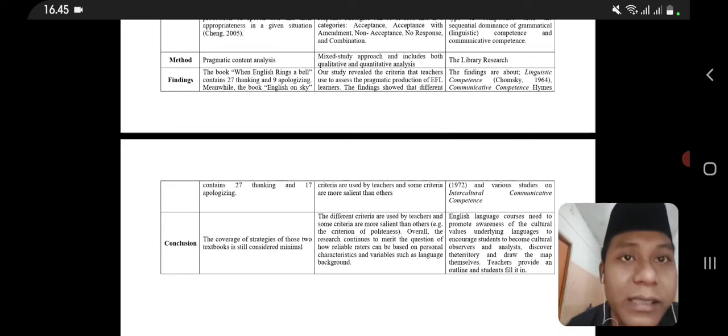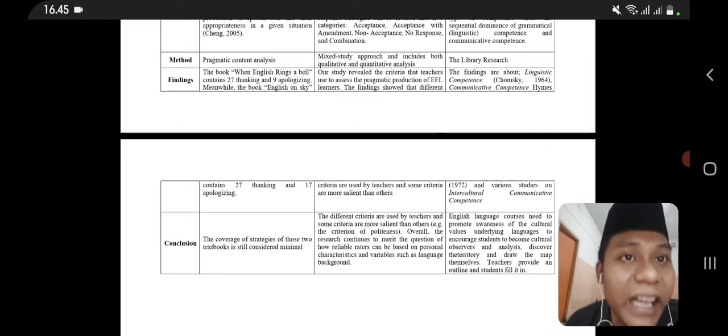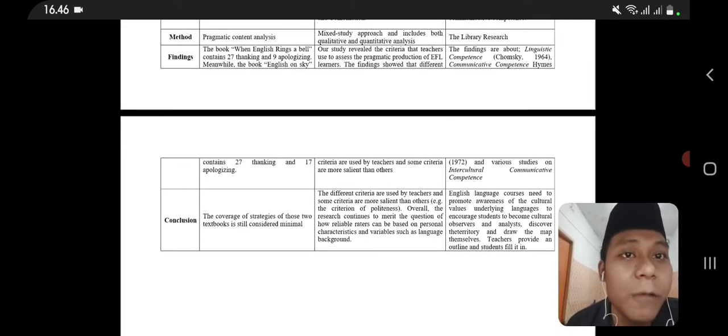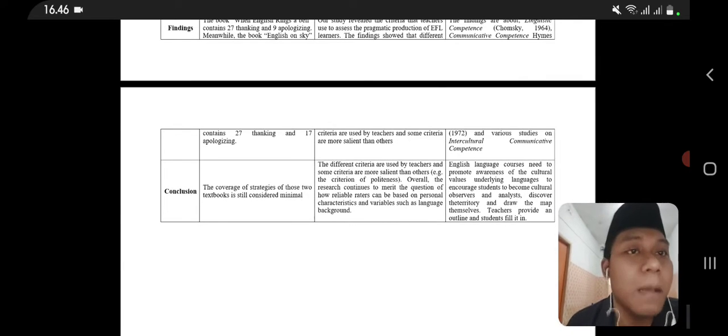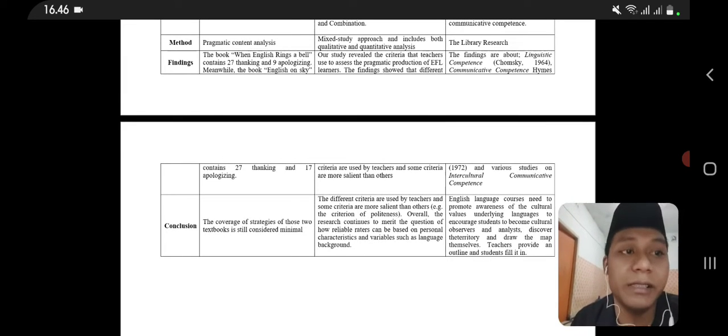Here are the findings: the book When English Rings a Bell contains 27 sentences of thanking and 9 sentences of apologizing. Meanwhile, the book English on Sky contains 27 thankings and 17 apologizings. But even though there are similar numbers of them, all of them are different.